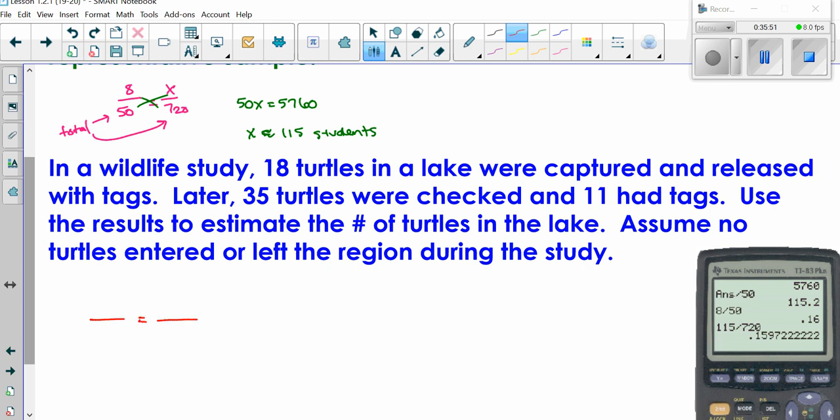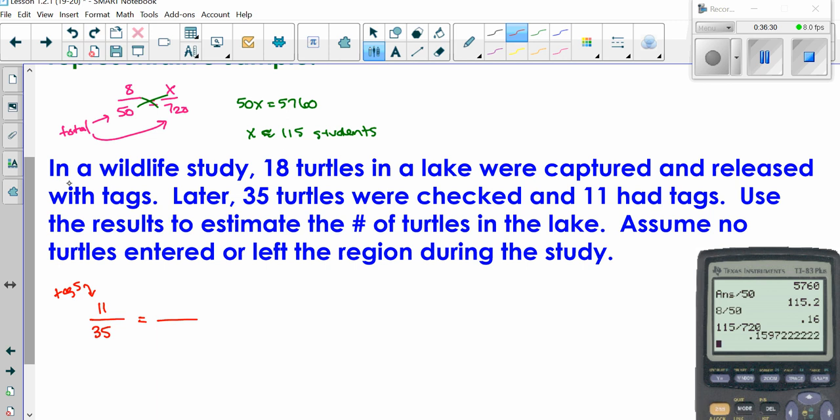So it says, in a wildlife study, 18 turtles in a lake were captured and released with tags. Later, 35 turtles were checked and 11 had tags. Use the results to estimate the number of turtles in the lake. Assume no turtles entered or left the region during the study. So here's what you would do. Notice it says later 35 turtles were checked and 11 of them had tags. So that means that 11 had tags out of the 35 that were checked.